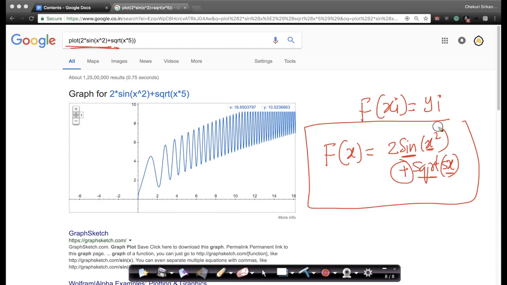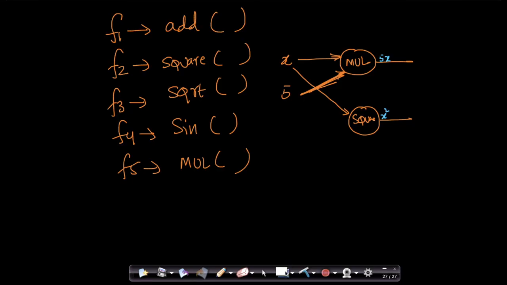Now I can construct this complex function. This is a very complex function, but I can construct it using a multi-layered perceptron-like structure. Here I have x squared. What is the next operation? Let's say I do sine of this. What do I get now? My output here is sine of x squared.